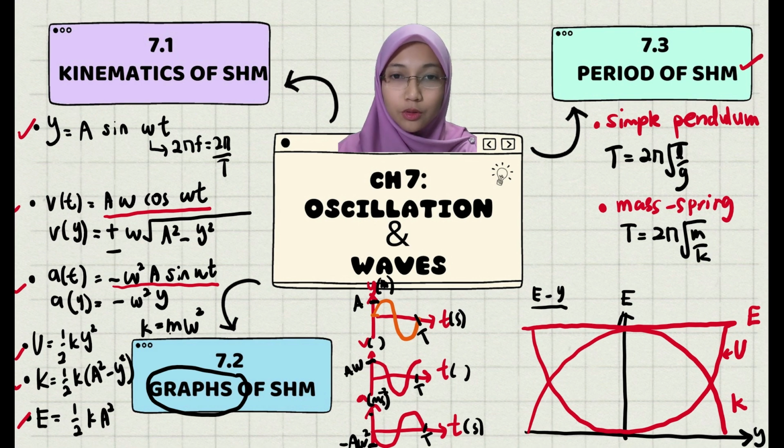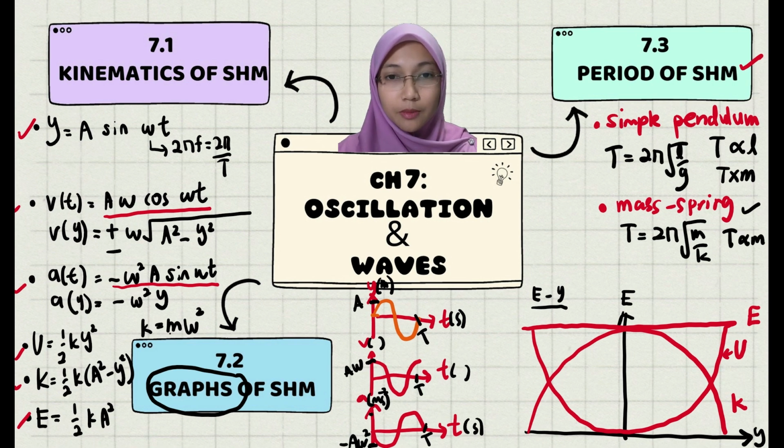If you refer to these two equations, what we are trying to understand here is that the period of a simple pendulum, the period of oscillation, depends on L, and it does not depend on the mass of the pendulum bob or any object that is oscillating. But for the mass spring system, the period depends on the mass. So that's all for the chapter summary for 7.1 until 7.3.